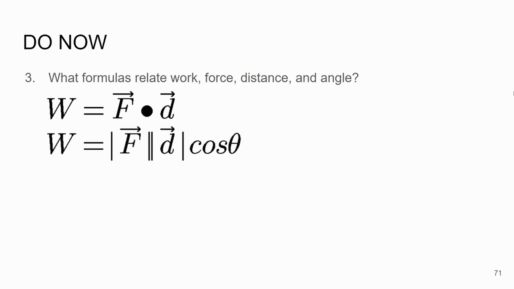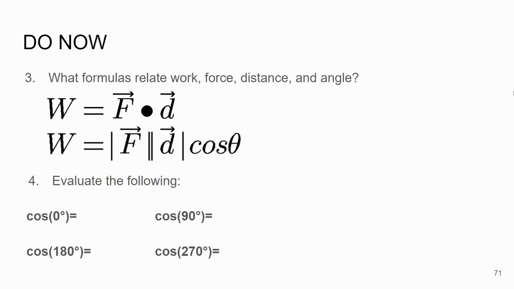So last year in chapter 9, we used the bottom one. Work equals the magnitude of the force times the magnitude of the displacement times cosine theta, which is the angle between them. The magnitude of force is just a scalar, and it's a positive number. The magnitude of displacement is a positive number as well, and we call it the distance. Cosine of theta, the angle between them.